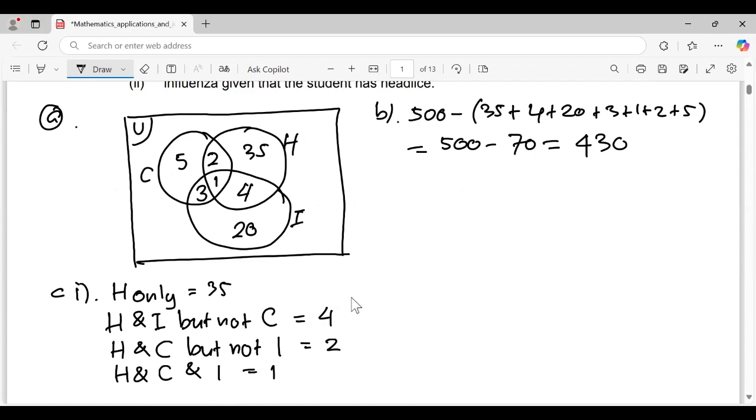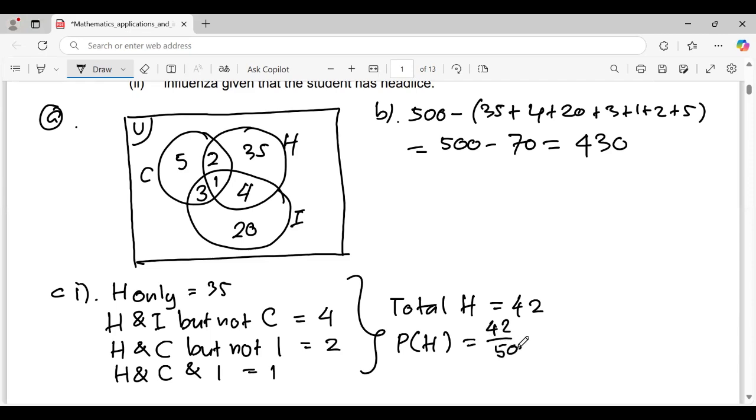So the total number of head lice is 35 plus 4 plus 2 plus 1, 42. So the probability of head lice equals 42 over 500. Simplify: 21 over 250 equals 0.084, or in percentage, 8.4%.